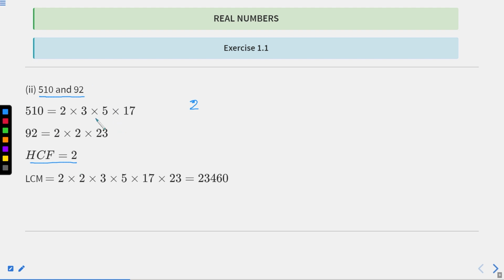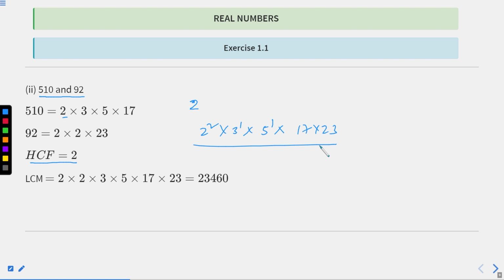And here the prime factor 2 has highest power 2, so 2 square, into the prime factor 3, the highest power is 3 to the power 1, into the prime factor 5, highest power is 5 to the power 1, into 17 into 23. So the LCM of 510 comma 92 is equal to 2 square into 3 into 5 into 17 into 23, and this is equal to 23460.